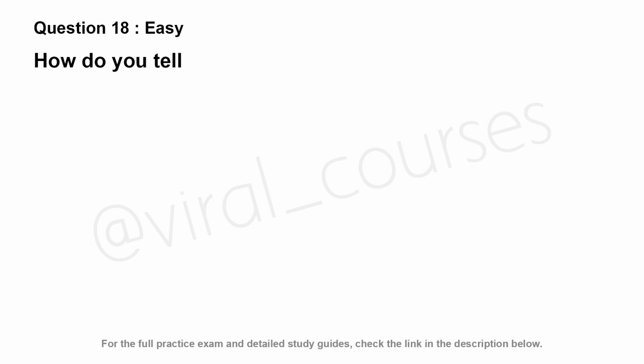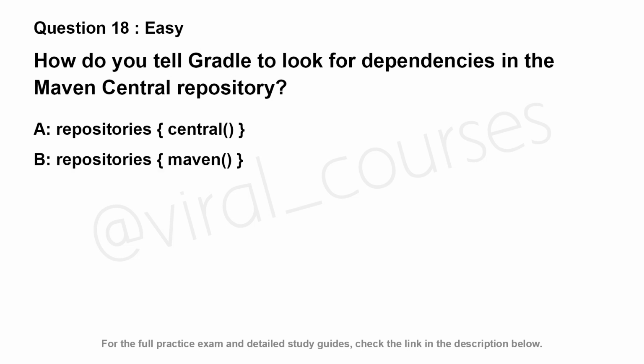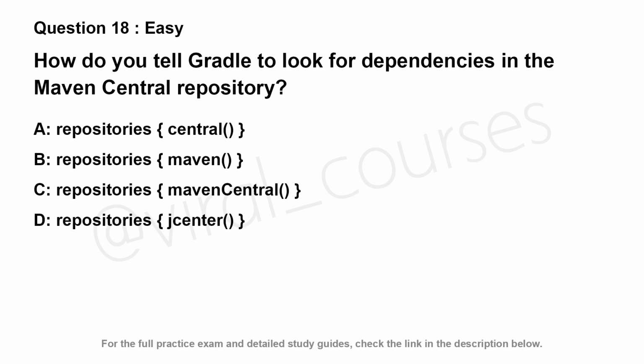How do you tell Gradle to look for dependencies in the Maven Central repository? Option A. repositories { central() }. Option B. repositories { maven() }. Option C. repositories { mavenCentral() }. Option D. repositories { jcenter() }.